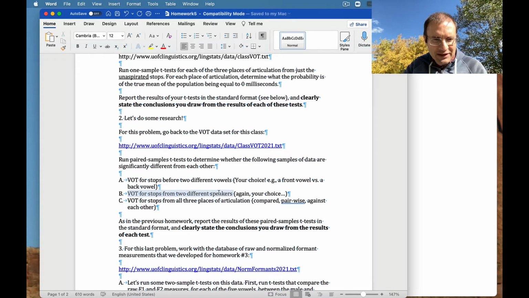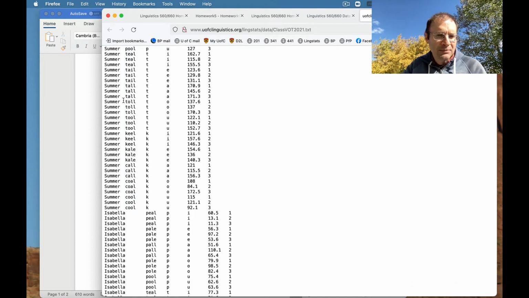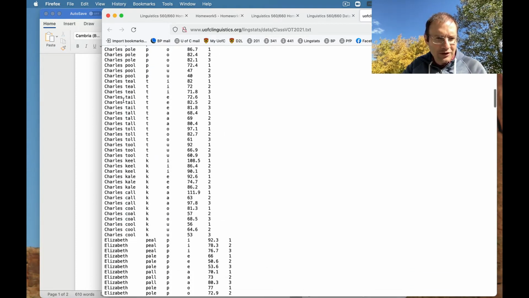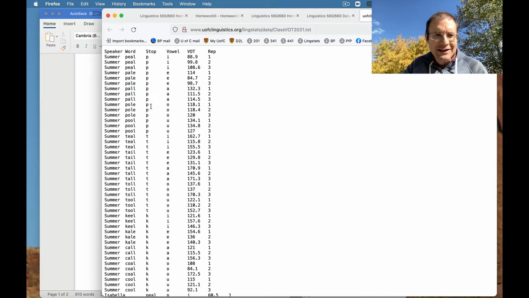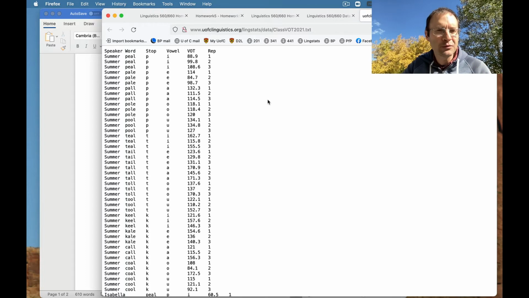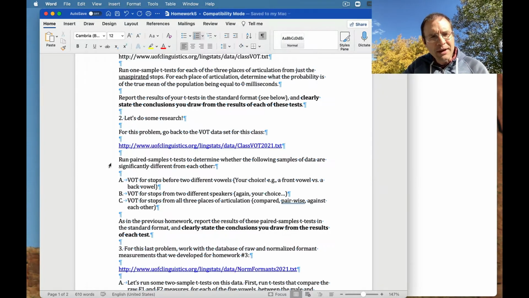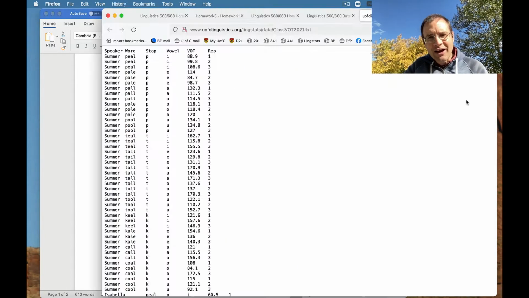The second question, or question B, is VOT for stops from 2 different speakers. So you can pick Summer versus Isabella, or Charles versus Elizabeth, so on and so forth, whatever. Just match up 2 different speakers and then tell me if their VOTs are different from one another. And again, I want you to run paired samples t-tests here because there are multiple variables involved. There are 3 different variables: speaker, stop, and vowel, and we'll get to stops here in a second. And then there's one dependent measure here, VOT. I guess you could also use repetition, but we're not going to do that yet.